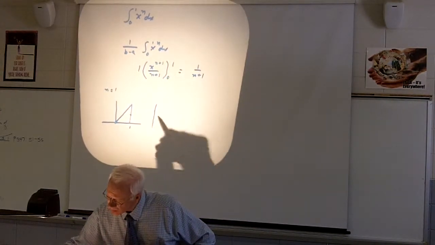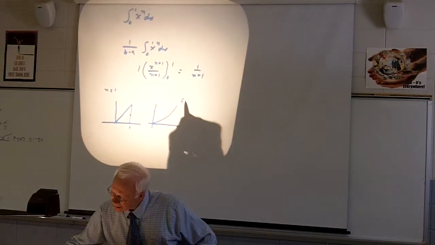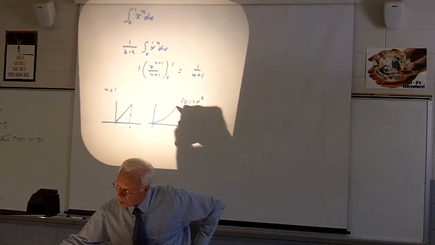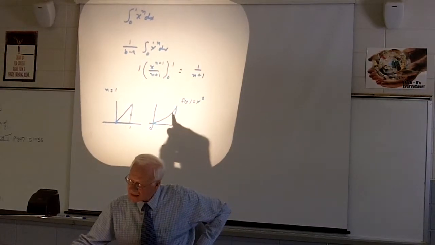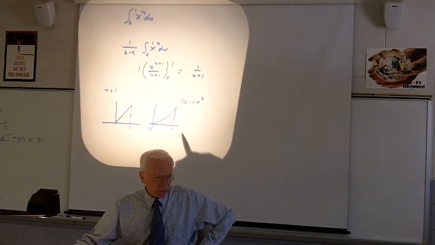Okay, now let's look at the next one. And that's kind of cool. It goes like this. And this is f of x equals x squared. Okay? And now, what is the average? We're stopping over here from 0 to 1. What's the average height? It's going to be over here. It's going to be 1/3.